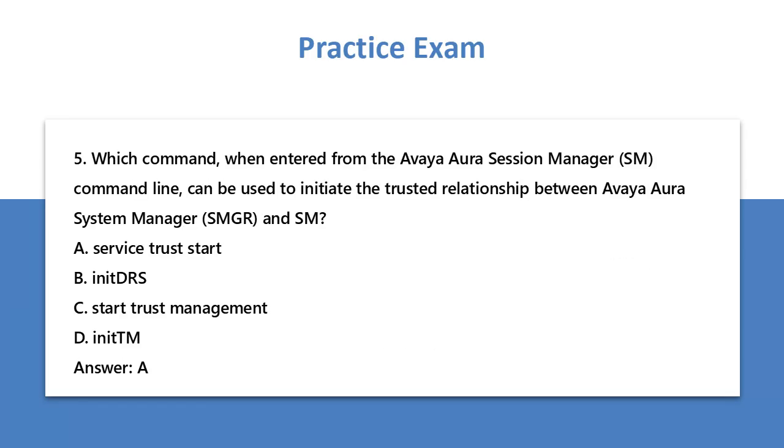5. Which command, when entered from the Avaya Aura Session Manager, SM, command line, can be used to initiate the trusted relationship between Avaya Aura System Manager, SMGR, and SM? A. Service Trust Start. B. Init DRS. C. Start Trust Management. D. Init TM. Answer: A.